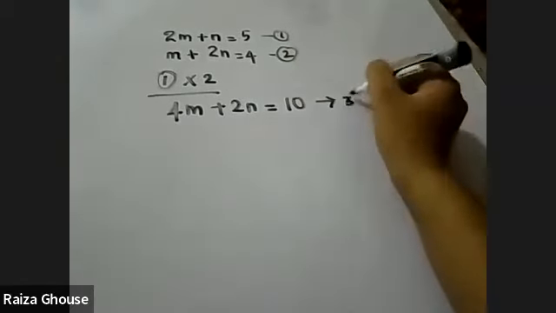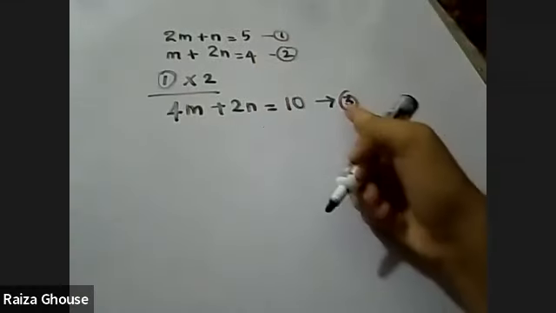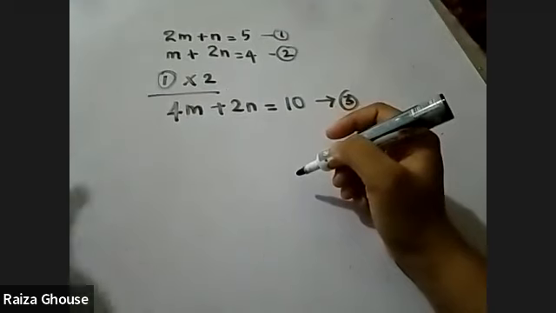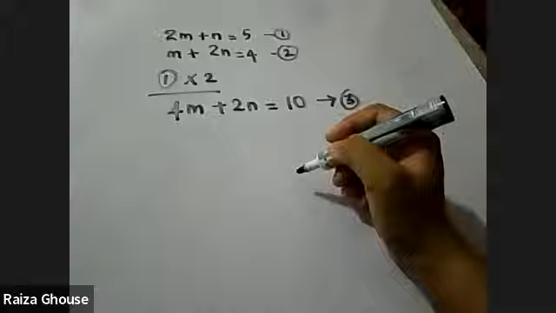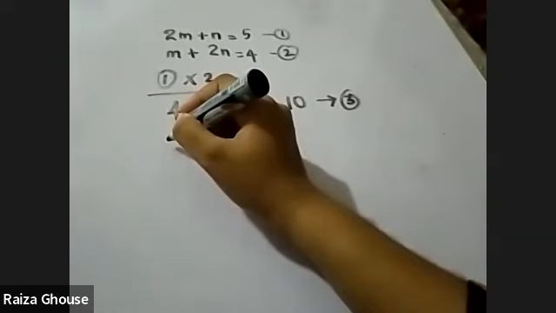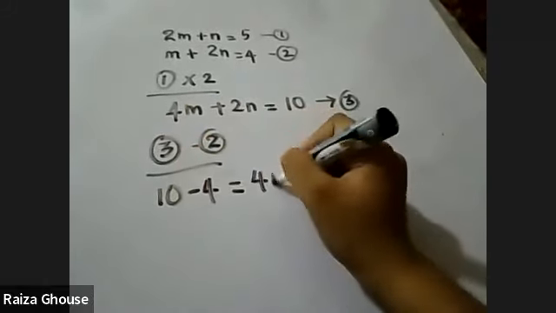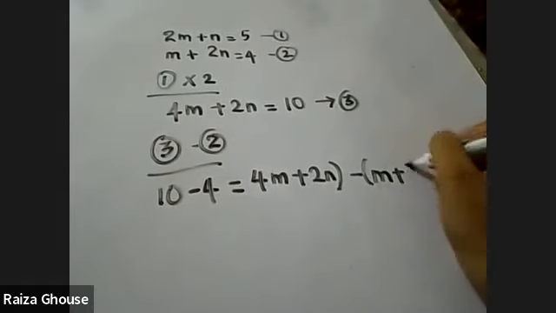So this is my third equation. Now I can see the third equation and the second equation both have the same coefficient, same symbol. If there is the same coefficient, same symbol, what should we do? Add or subtract? Subtract. So what can I subtract, 3 minus 2 or 2 minus 3? 3 minus 2, because the bigger number is 3. So 10 minus 4 equals 4m plus 2n minus m plus 2n.